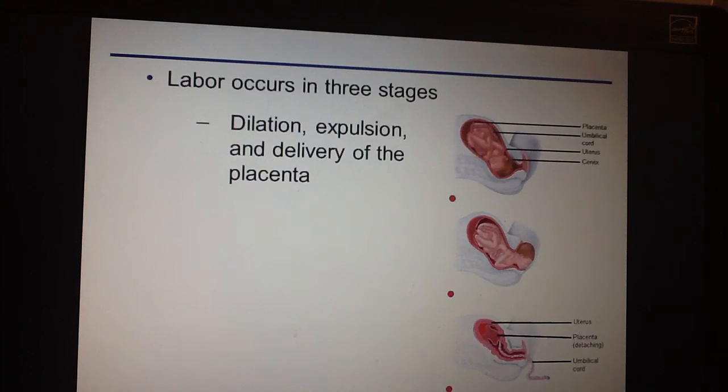So here are the stages. There's dilation, expulsion, and then ultimately delivery of the placenta. During dilation, this is when the cervix is expanding. During expulsion, this is where the baby actually comes out away from the uterus. And then lastly is where the placenta, that lining of the uterus, has to be released from the female so that her body can recover.